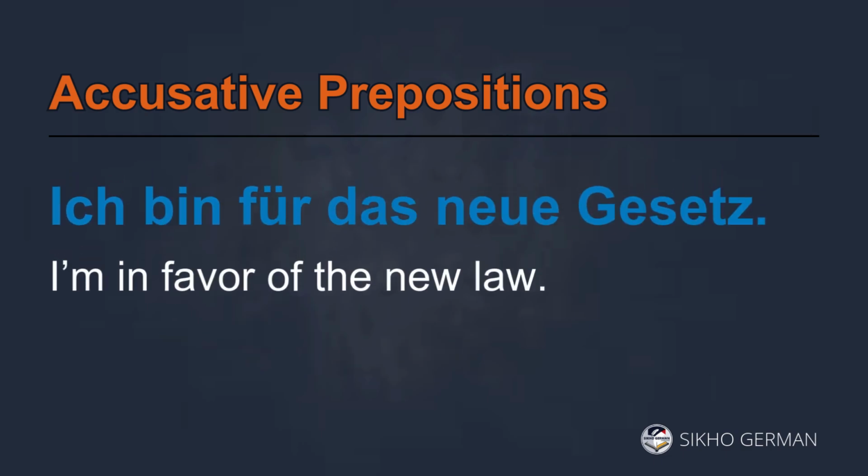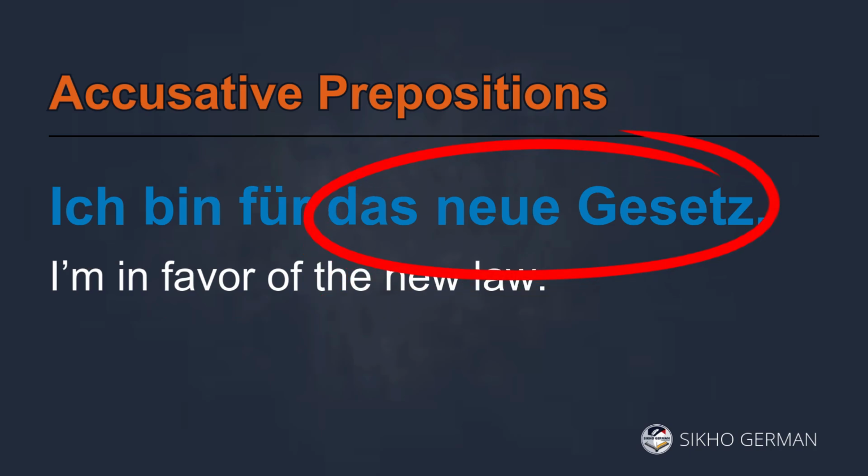Ich bin für das neue Gesetz. I'm in favor of the new law. Here, für means in favor of. The neuter noun das Gesetz stays das neue Gesetz because neuter articles don't change in the accusative, but the case is still accusative because of the preposition für.